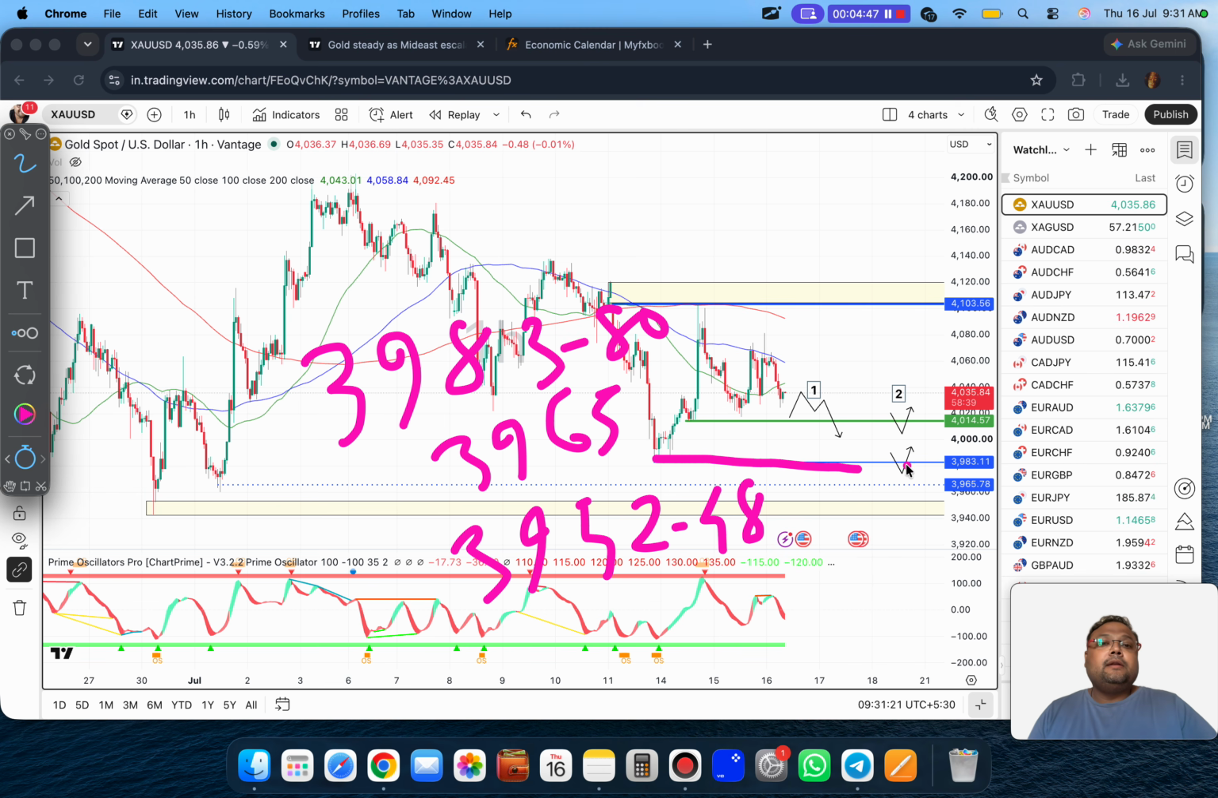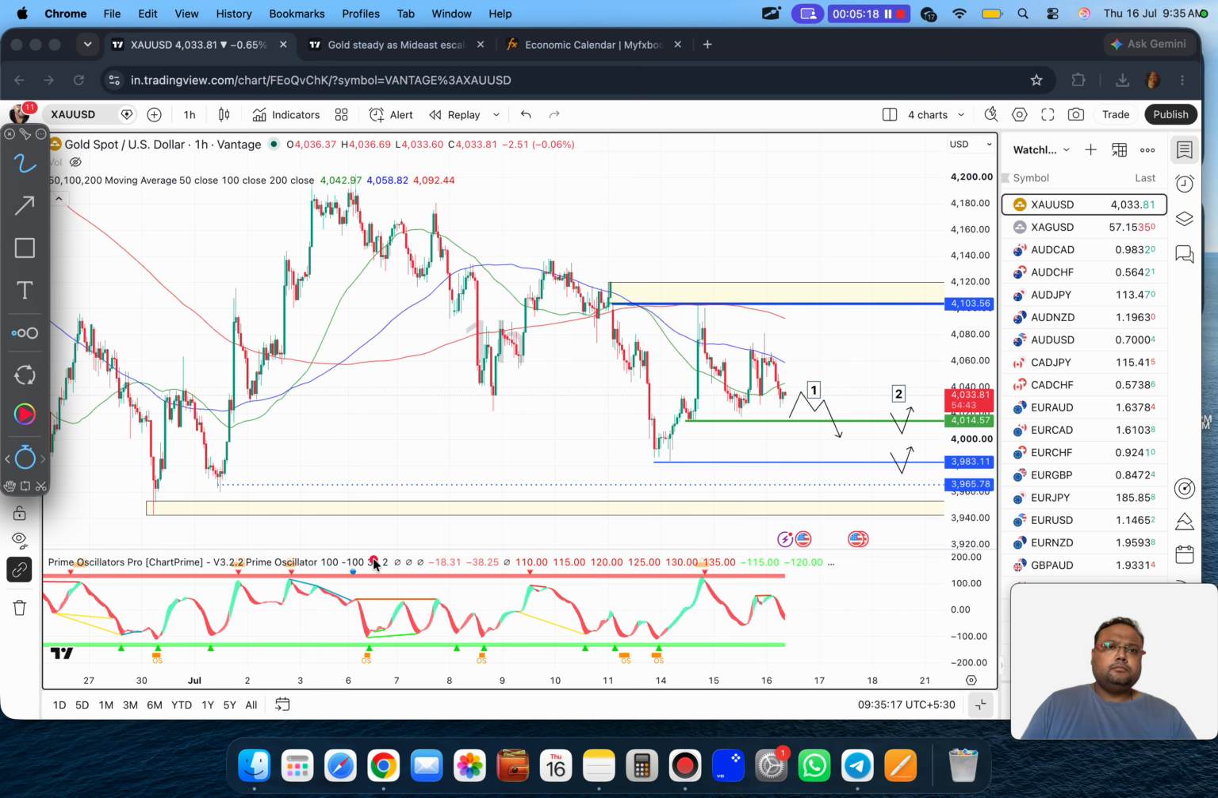Keep in mind, volume always plays a crucial role. Suppose you see the market has formed a big red candle, there is a sudden selling pressure in the market. If suddenly selling comes, use your common sense, do not sell. Having a level doesn't mean that you'll have to buy. No, if market takes support, then only hit the buy button. So we have three support levels: 3980, 65, and 52 to 48. So if you see the market is coming down with small candles, you can look for a buy position.